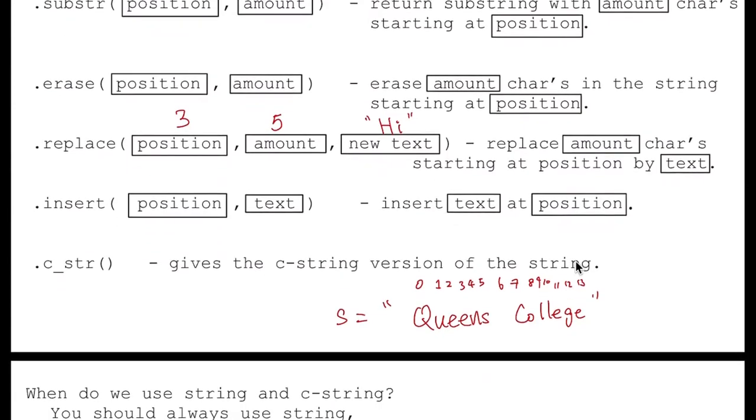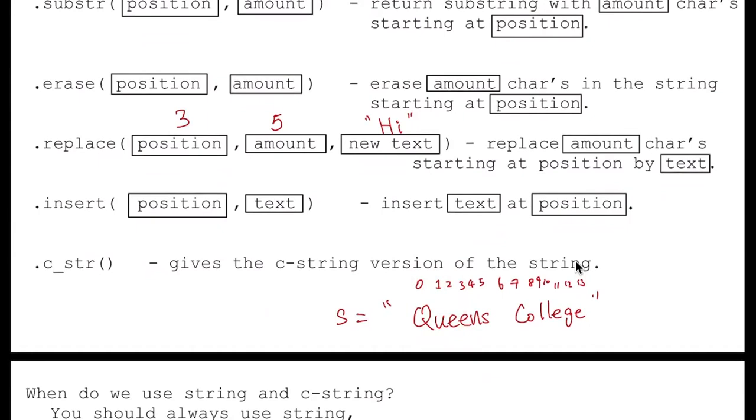Okay, so what it does is it will go to index 3. So where's index 3? If you count, we will start at 0. So 0, 1, 2, 3. So index 3 is the second E here. So starting at this index 3, you will count 5 characters.